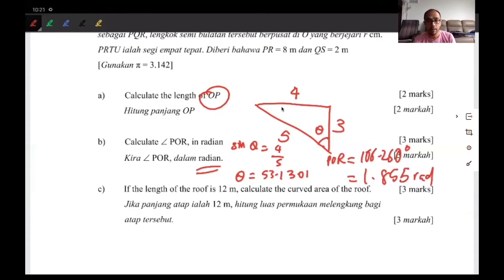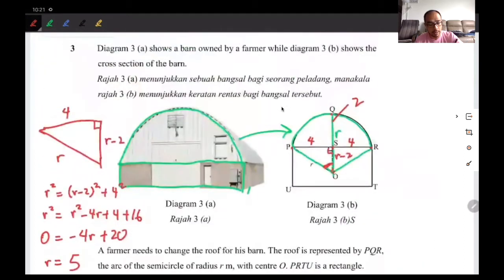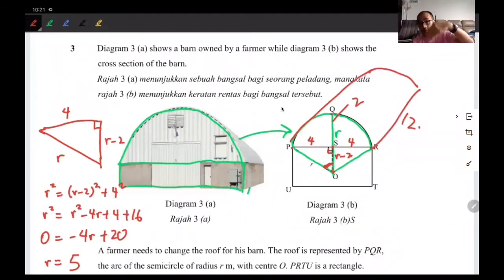1.855, yeah, okay. Or if you want to go 4 decimal places, 1.8548 also can. Okay. Now, if the length of the roof is 12 meters, that means this whole thing. So the length of the roof, as in its length. So let's say I draw this all the way behind this. So this 12 meters refers to this. Okay, the length of the roof, not POR.